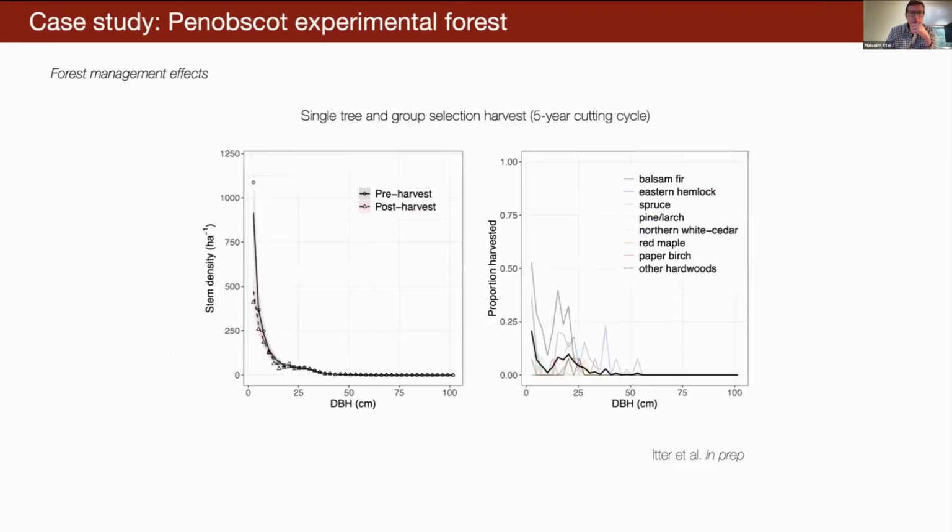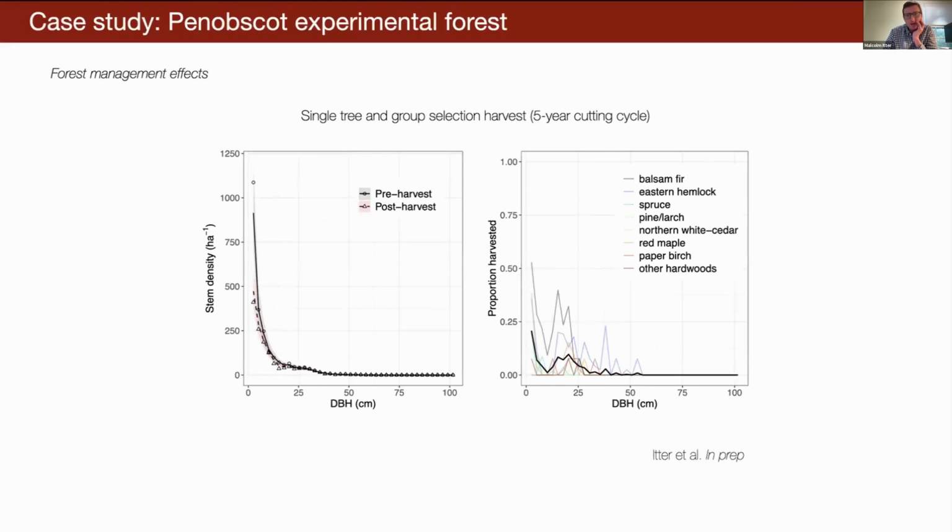And with that size distribution, again, we have this very flexible framework for integrating management. For example, here, this is a single tree group selection harvest that occurred in one of the management units that had a selection system operating on a 5-year cutting cycle. You can see the predicted size distribution across all species, pre-harvest and post-harvest. Again, the points there are inventory-based observations. In this case, we had inventory observations in the year preceding and immediately following the harvest.